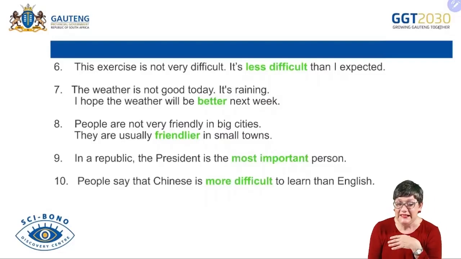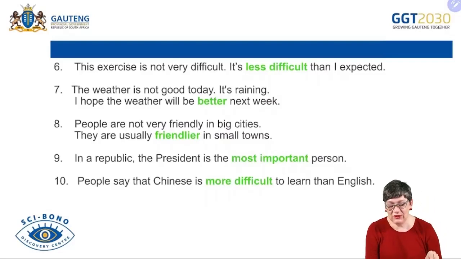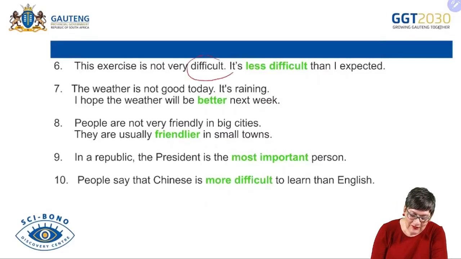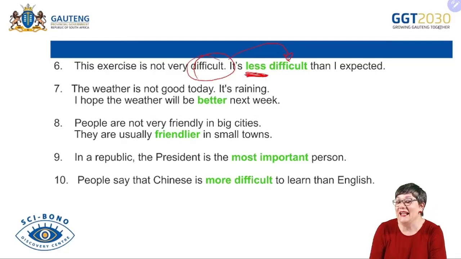My first instinct, when I saw the sentence, was to write, it is easier than I expected. But the word easy doesn't appear in the original sentence, so I can't add a new word. Remember, we're working with degrees of comparison. So the word I was looking for is difficult. And that's why you still had to keep difficult on this side, but you had to include less difficult. Well, I'm sure you got it right.